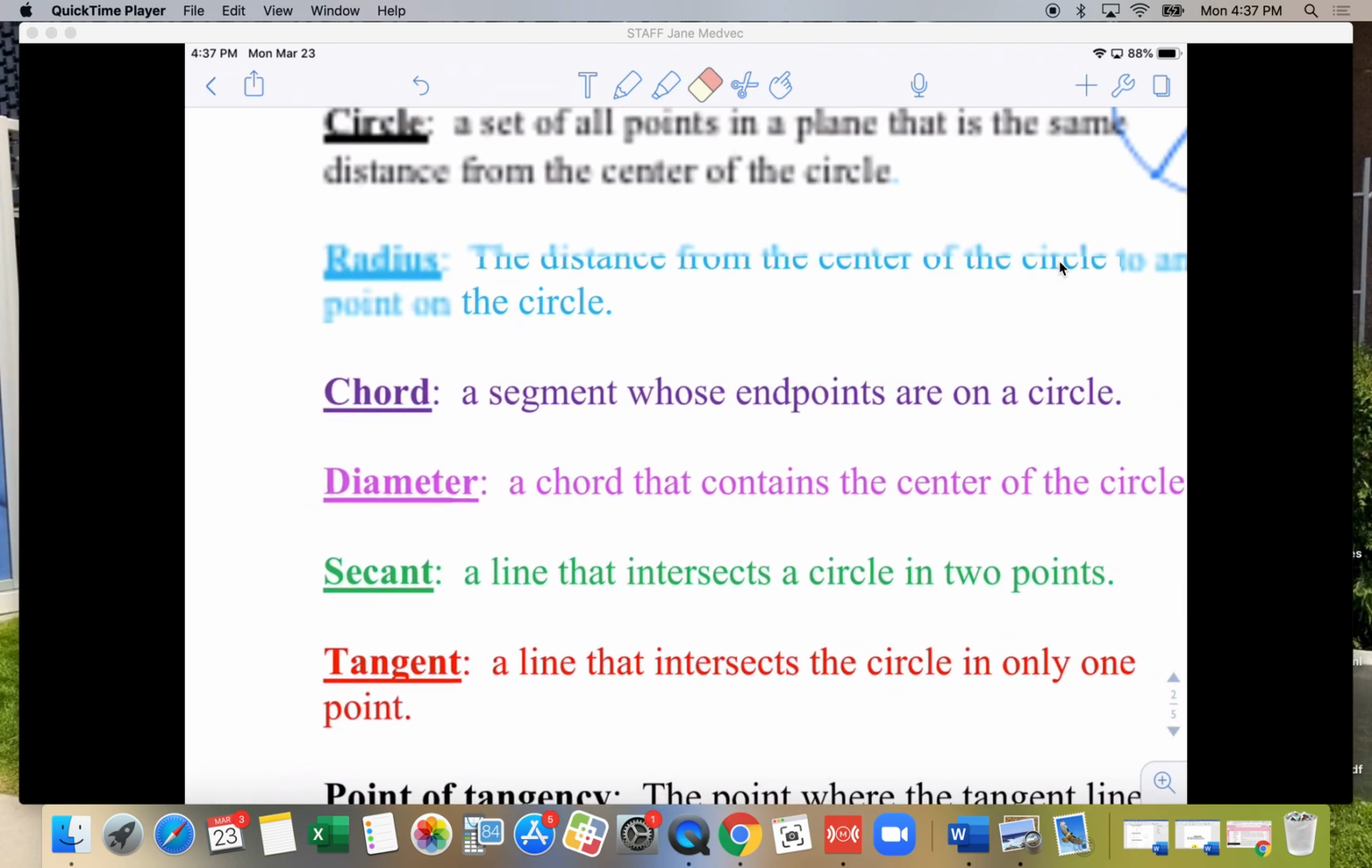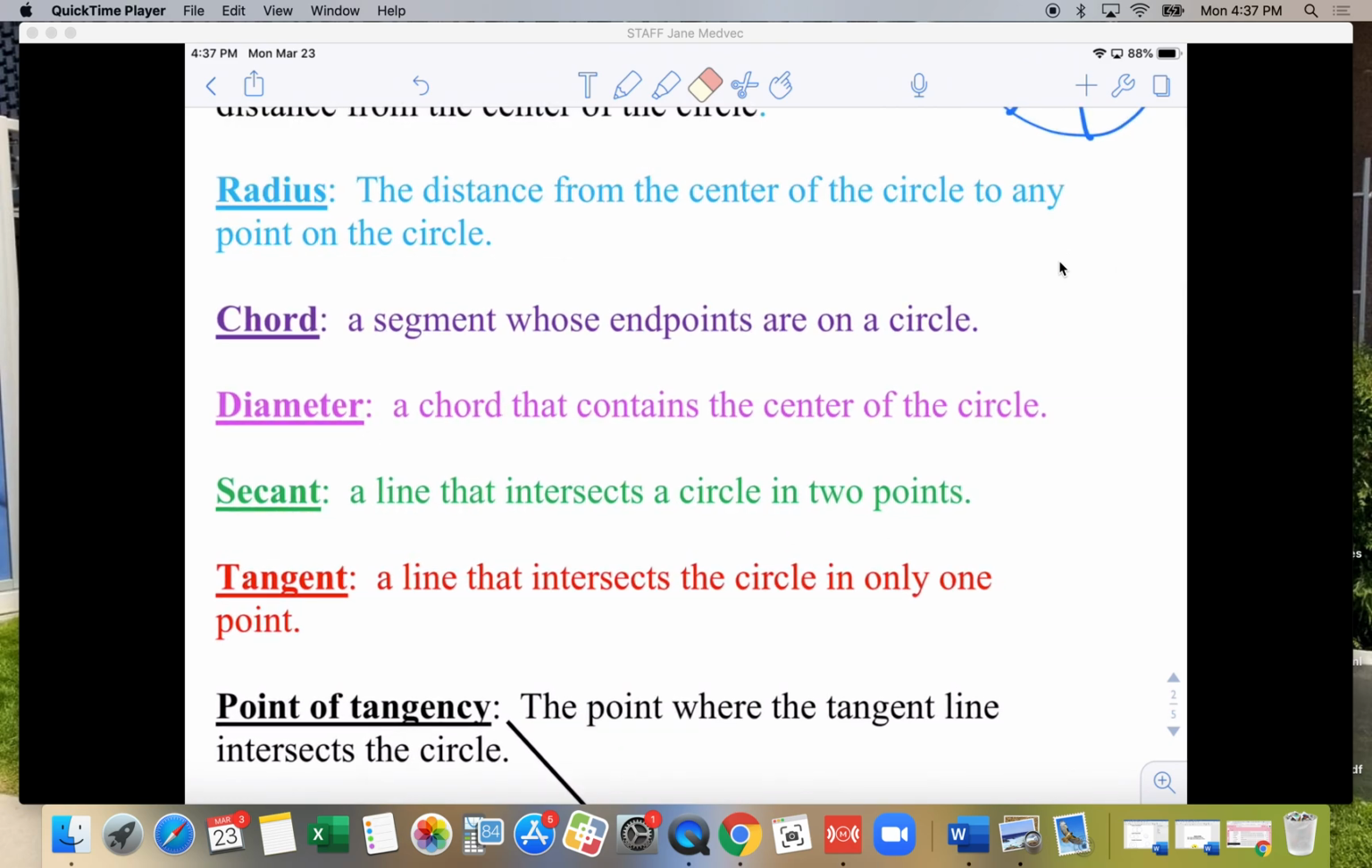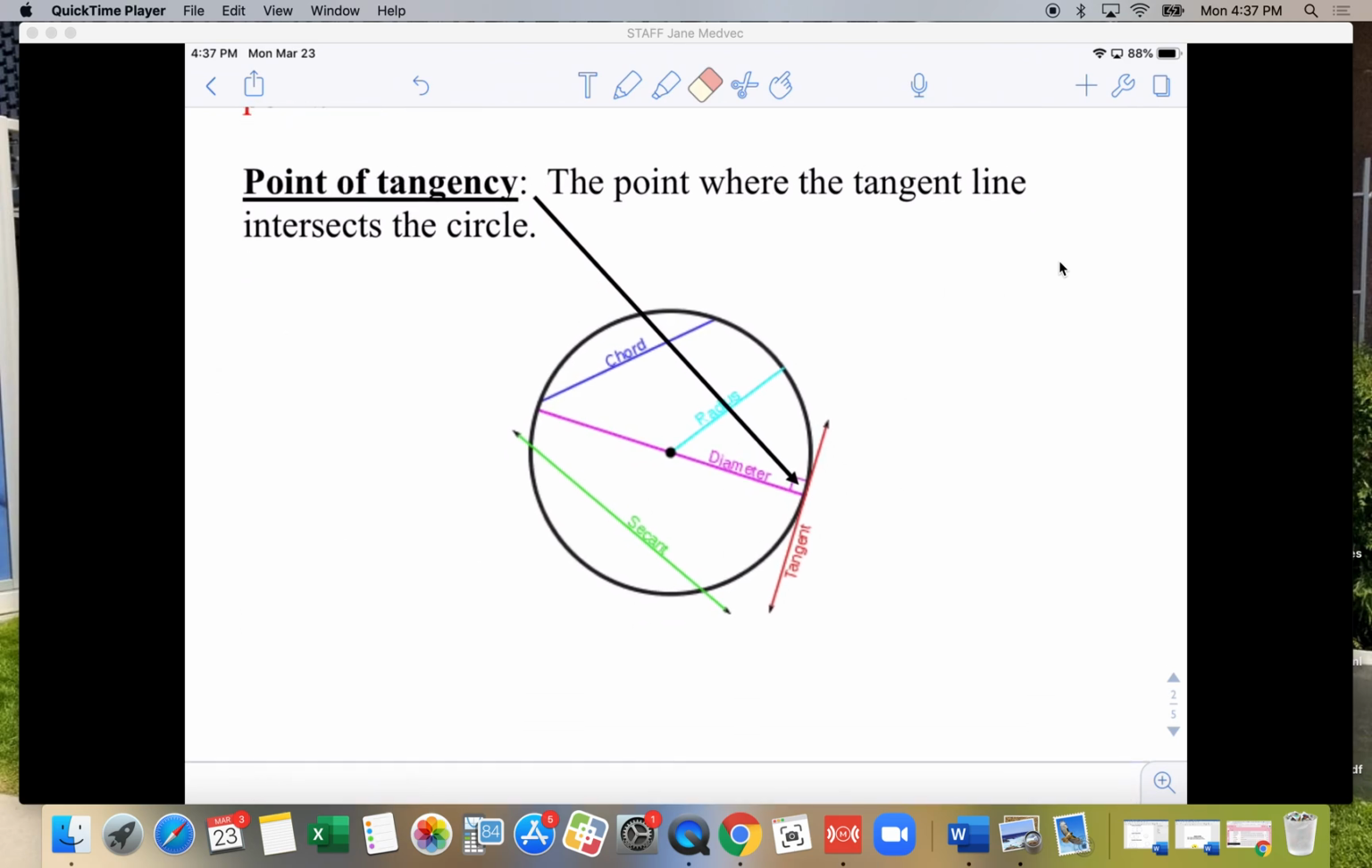The next definition is a chord. A chord is a segment whose endpoints are on the circle. If I go down to my picture, you're going to notice the chord in purple. A chord just has the starting point on the circle and the ending point on the circle, and it can happen anywhere on the circle just as long as the two endpoints are on the circle.